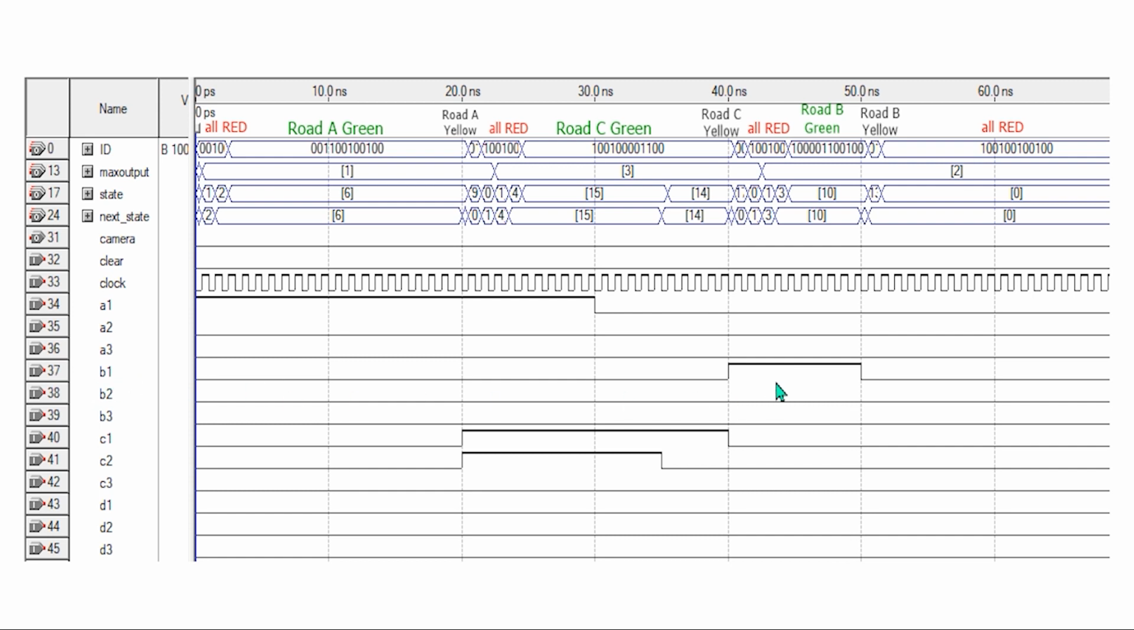As you can see, B1 is high right now. So road B gets green signal. And then road B1 is low after this point. So road B gets yellow. And after that, all of the roads get red.